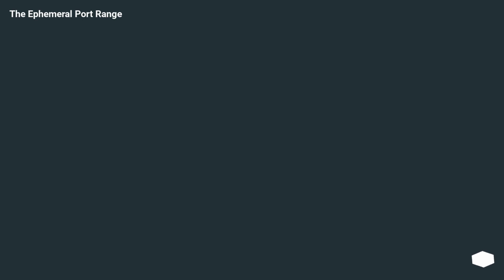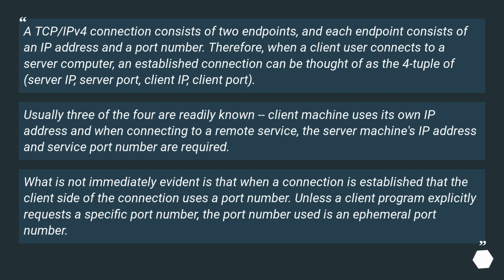The ephemeral port range. A TCP IPv4 connection consists of two endpoints, and each endpoint consists of an IP address and a port number. Therefore, when a client user connects to a server computer, an established connection can be thought of as the four-tuple of server IP, server port, client IP, client port.